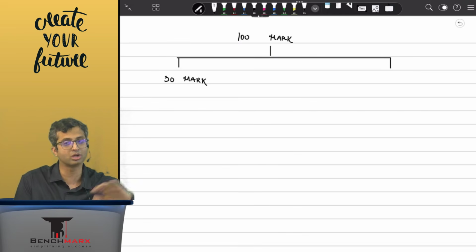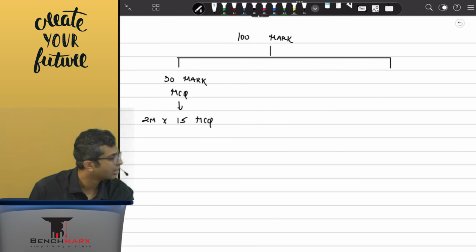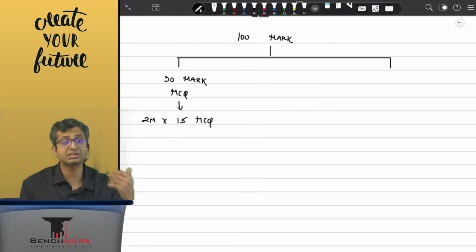If you have taken the old course, that was not the case. Accounts paper, AFM papers never had MCQs. So now you have 30 marks for what they call case-based MCQs, but nevertheless these are MCQs, which are 2-mark MCQs, 15 such MCQs. Fair enough? So over here, this is your MCQ.